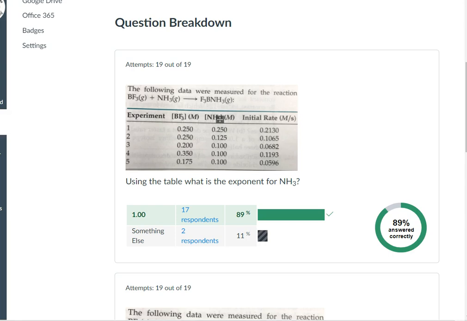So what's the exponent for NH3? It was a 1. We need to change a little bit of our language, by the way. Not change it, but let's learn something here. If the exponent is a 1, another way of saying that is that NH3 is first order. That's the way the book's actually going to ask it, or the AP test. If it was a 2, you'd say it's second order, or it's third order. You okay with that? It's just a different way of saying the exact same thing.